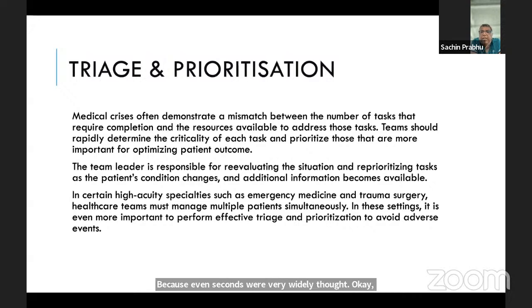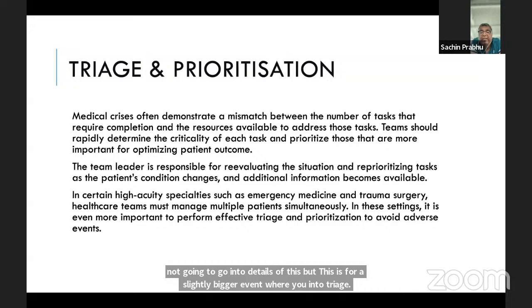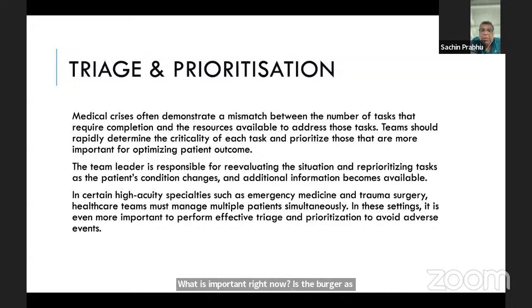Triage and prioritization. Again, I'm not going to go into details of this, but this is for a slightly bigger event where you need to triage. What is important right now? Is the blood gas important, or is the creatinine important? Probably the blood gas. It's just an example. So don't unnecessarily send things when you're not going to look at them. So that's your prioritization.